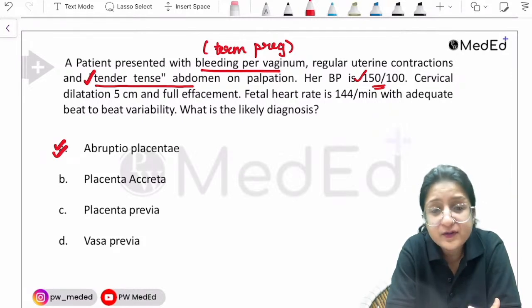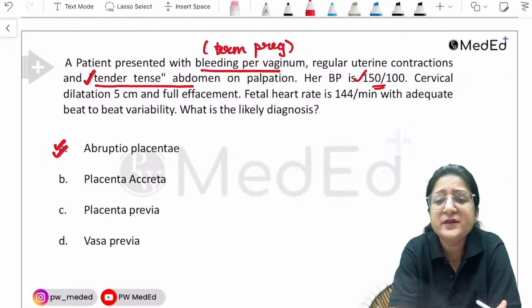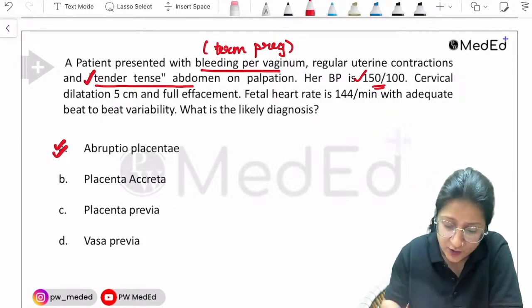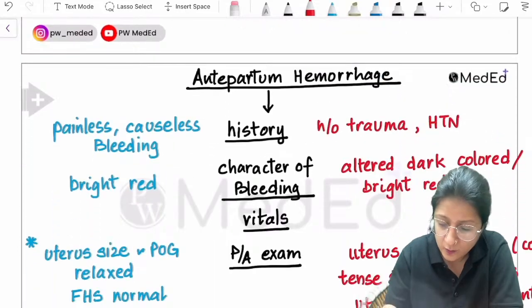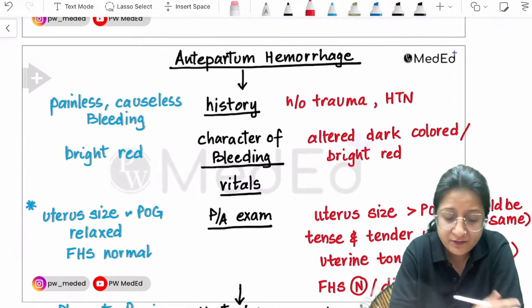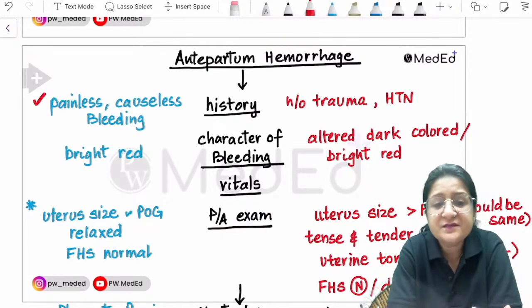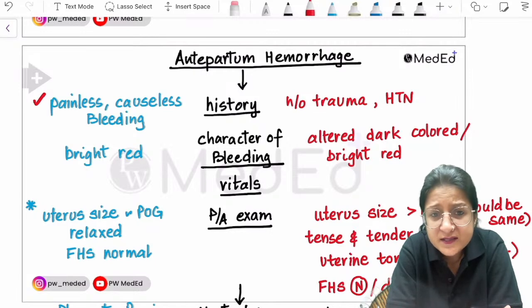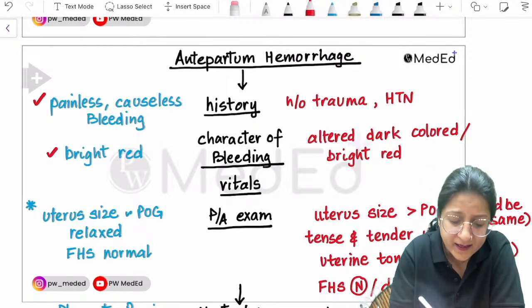Placental abruption is premature separation of a normally situated placenta, right? So what are your question pointers going to be whenever you have antepartum hemorrhage? If there is painless and causeless vaginal bleeding, look at the history, what they're telling you. If there is absolutely no reason, no history of trauma or hypertension given, painless causeless vaginal bleeding, and look at the character of the bleeding.